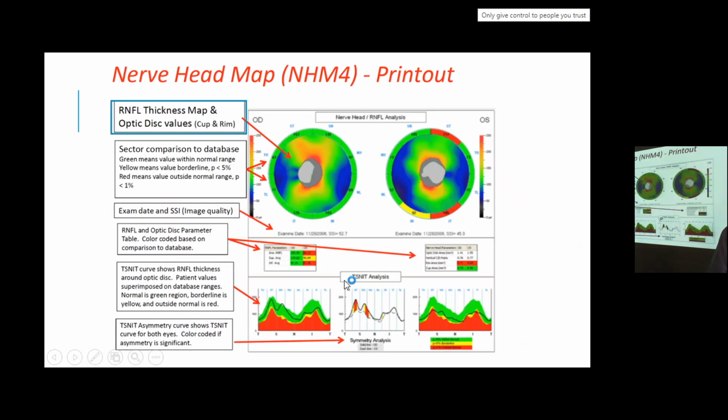Okay. Another map we can see for the nerve fiber layer thickness is the retinal nerve fiber layer thickness map. As you can see here, it's color coded. In this machine, the red is the thickest and the black is the thinnest. This is the TSNIT map.